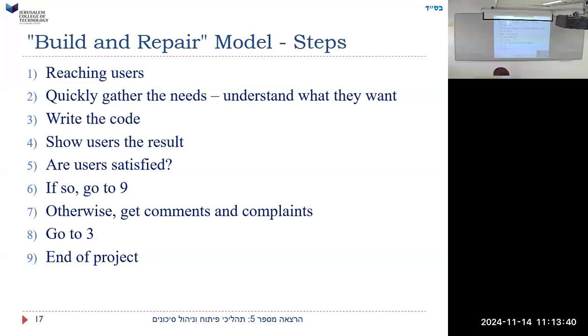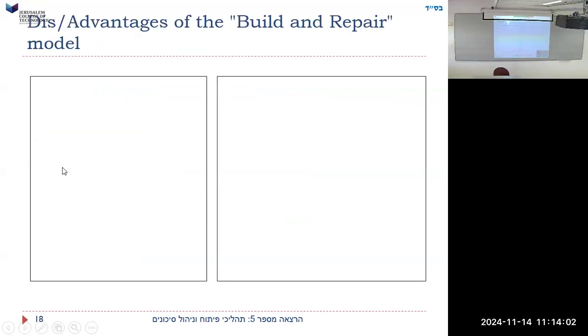Steps. Reaching users. First, we reach the users, we ask them what they want. We quickly gather the needs, understand what they want. Write the code. Show the user the result. Are users satisfied? If so, go to 9, end. Otherwise, get comments and complaints and go back to 3, write the code. That's just the words of the diagram.